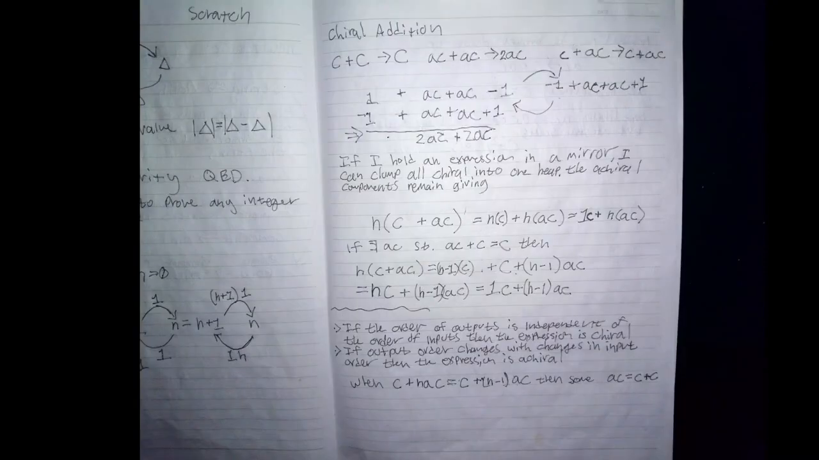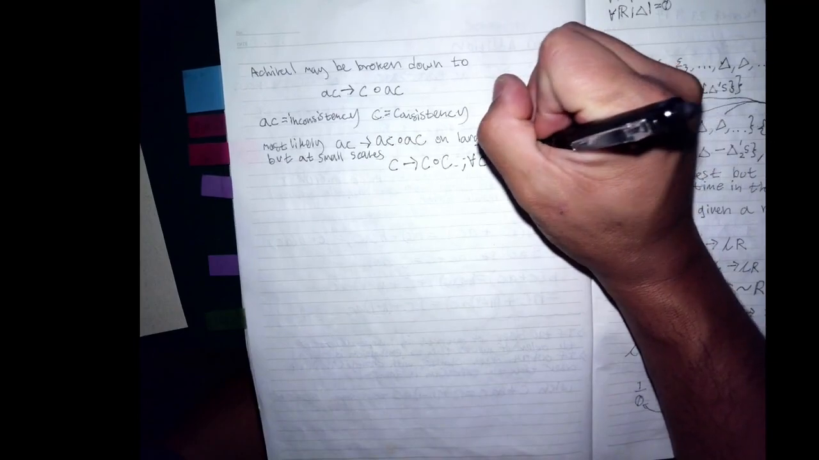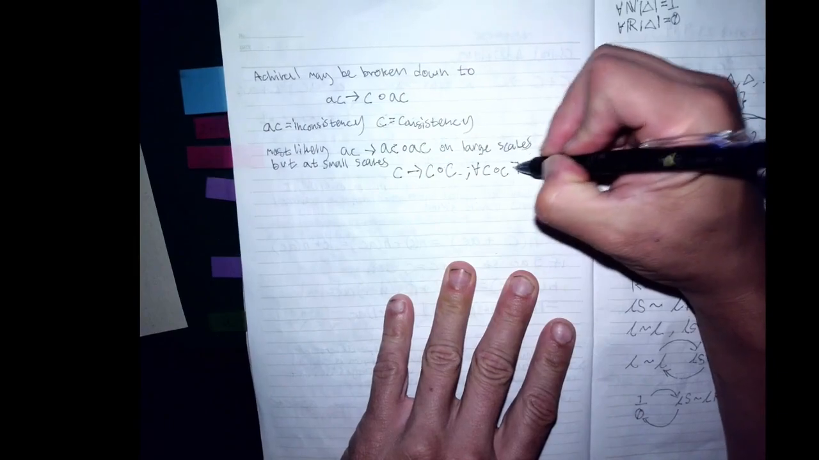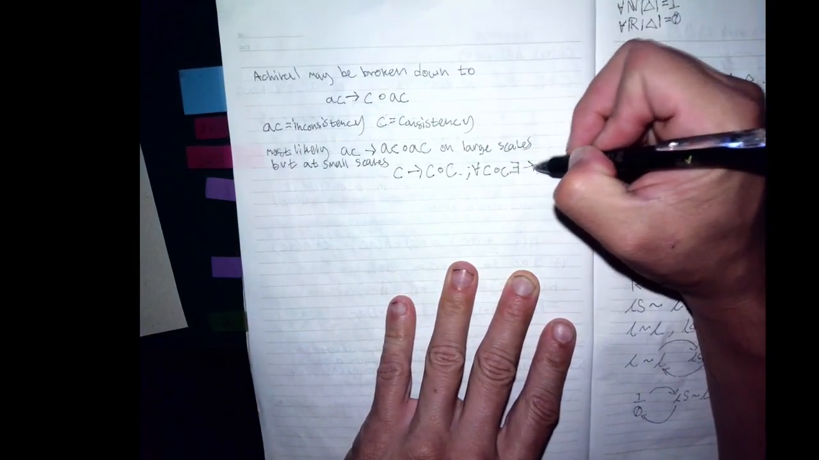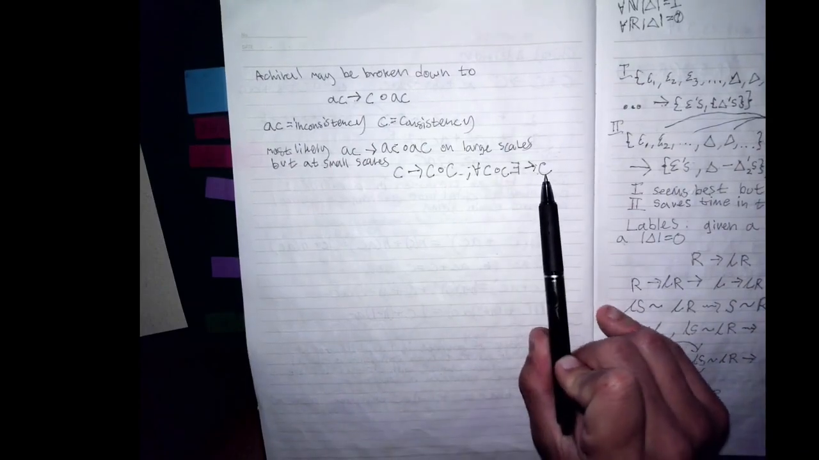If the order of outputs is independent of the order of inputs, then the expression is chiral. If output order changes with changes to input order, then the expression is achiral. It's a definition of chirality for an operator, but also for any COC. For all chiral, there exists a map to chiral. So chirals can definitely be combined to produce chirals.